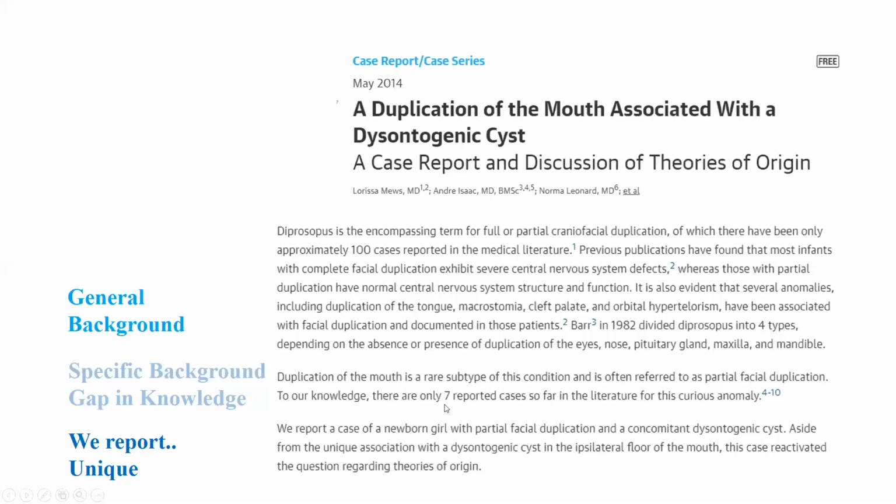They mentioned the gap in knowledge. They said that there are 7 reported cases, and some might wonder, well, if there are 7 reported cases, why are we publishing this as a case report? It's already been published. They report why their case is unique. And you have to make it clear to the reviewers that there are prior cases, but this is what makes our case unique, that they have a cyst with the duplication. And in this way, they explain their case. I always recommend, for the last line of your introduction for a case report, to mention that we report the case of, and mention in one line what your case is about.